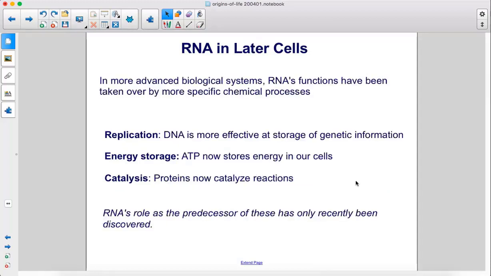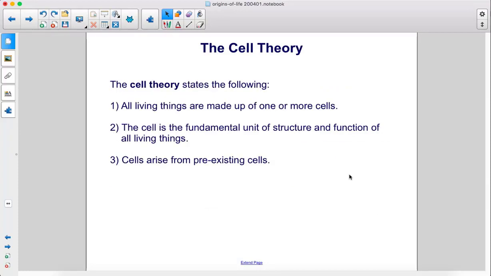In more advanced biological systems, RNA's functions have been taken over by more specific chemical processes. For replication, DNA is more effective at storage of genetic information. For energy storage, ATP now stores energy in our cells. And for catalysis, proteins now catalyze reactions. RNA's role as the predecessor of these has only recently been discovered.